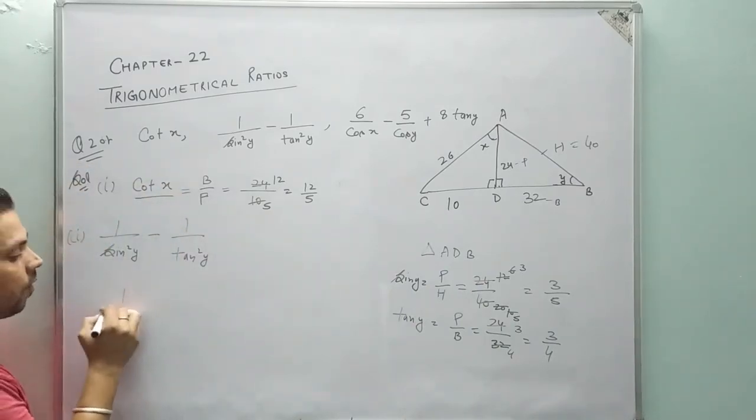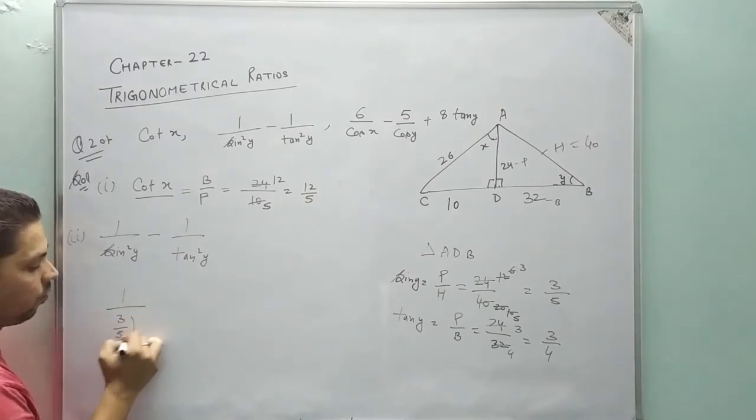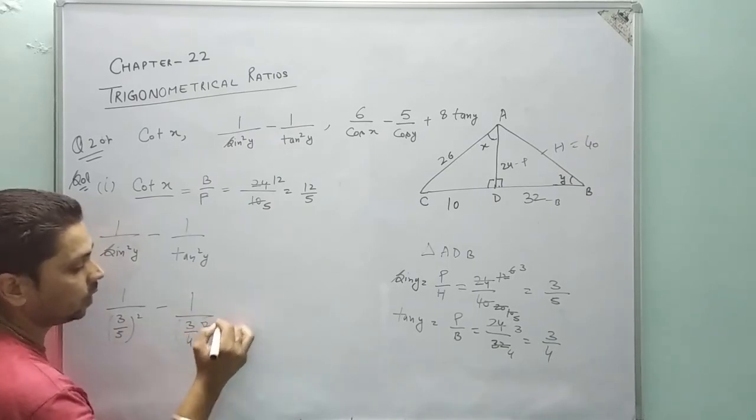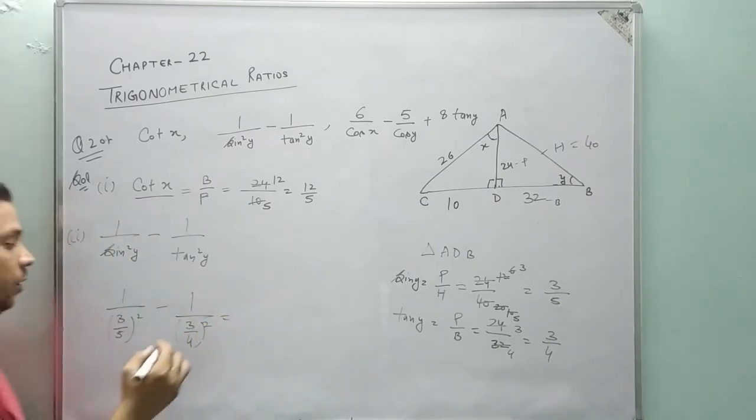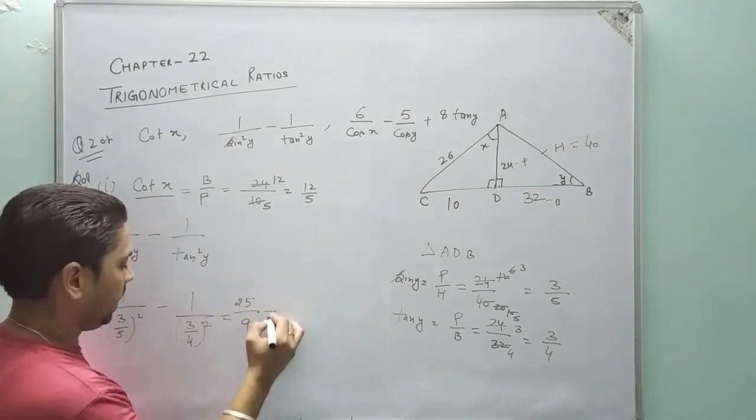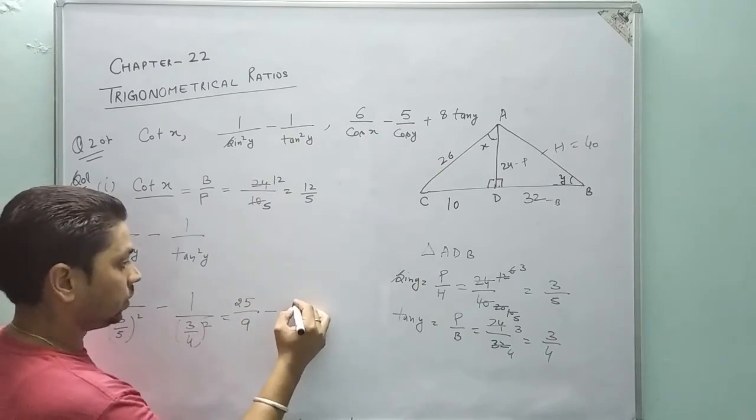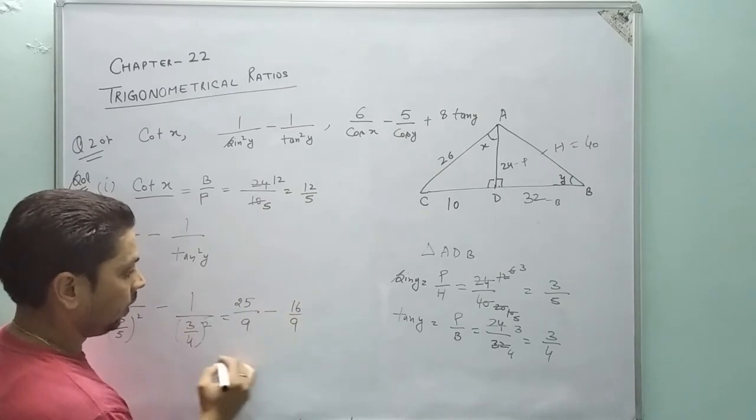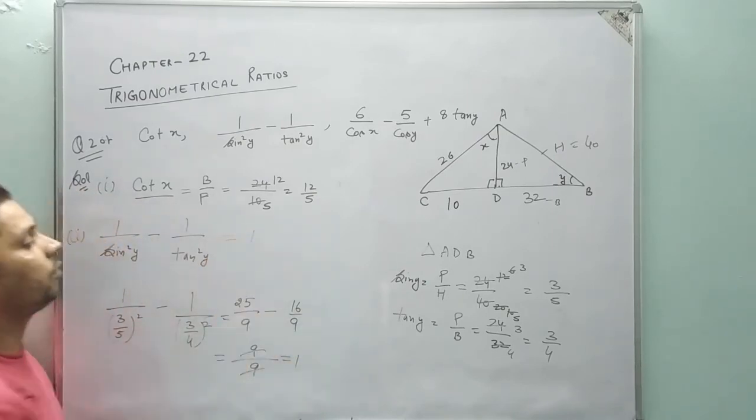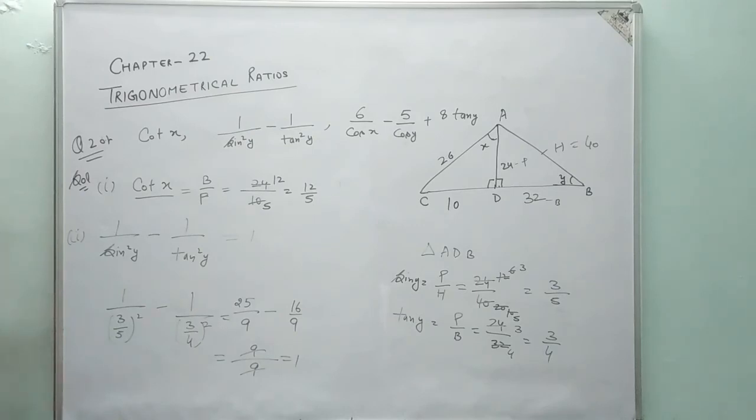So we have 1 over 3 upon 5 whole square minus 1 over 3 upon 4 whole square. Invert it, you will get 25 upon 9 minus 16 upon 9. So 9 will be the common denominator. This will give you 9 upon 9. Answer is 1. So the value of 1 upon sine square y minus 1 upon tan square y is equal to 1. Come to the last part.